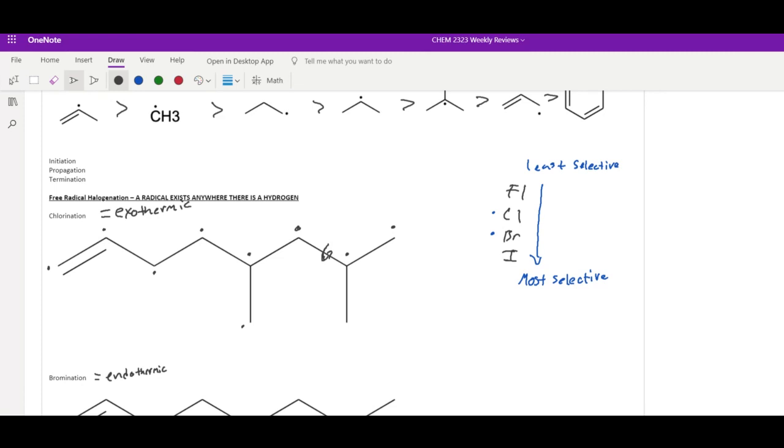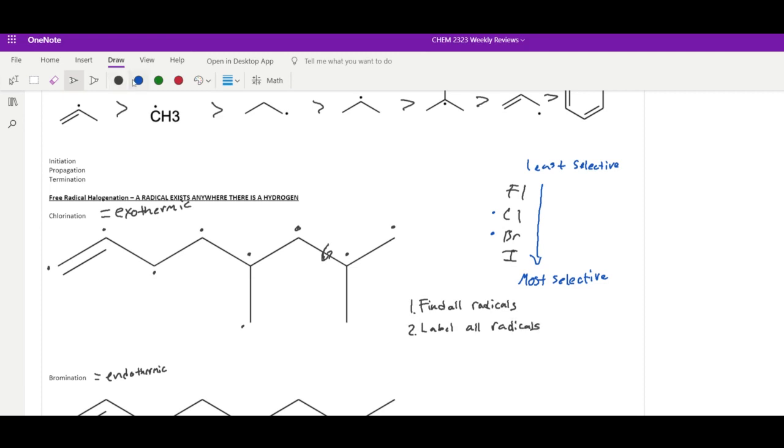I guess I can write this. So first step, find all radicals. Second step, label all radicals.